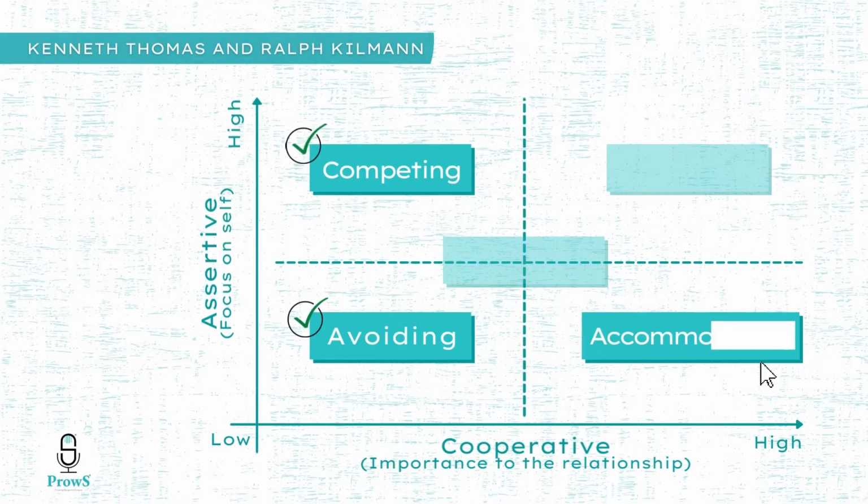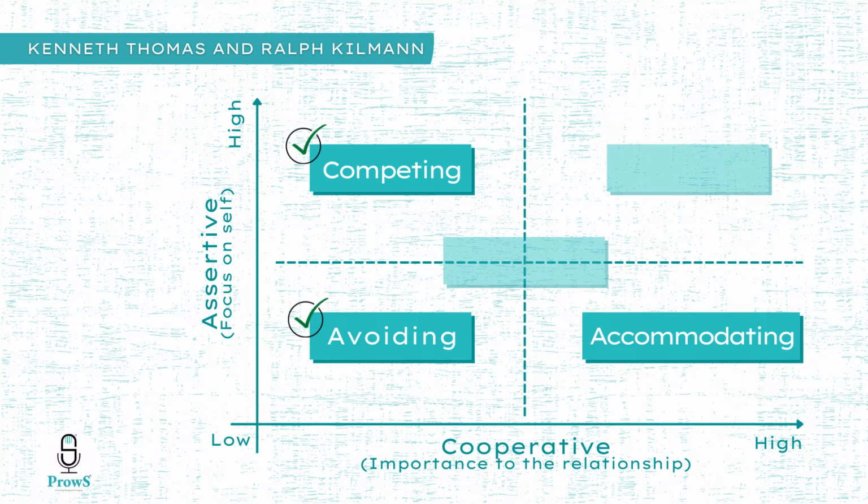Let's look at the third conflict management style. High cooperative, low assertive, the extreme opposite of competing. This management style is called accommodating. Accommodating approach usually requires you to give more weightage to the other side vis-a-vis your own requirements. So in what kind of cases will this be a useful strategy?